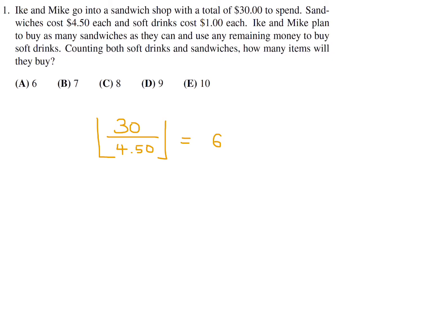Okay, so then if you do buy 6 sandwiches, each cost $4.50, that brings you up to $27. So of the $30, you've spent $27 on sandwiches. The remaining $3 you will spend on drinks, and you will buy 3 drinks, since they're $1 each. So you bought 6 sandwiches and 3 drinks. That's a total of 9 items, and therefore number 1, the answer is D.